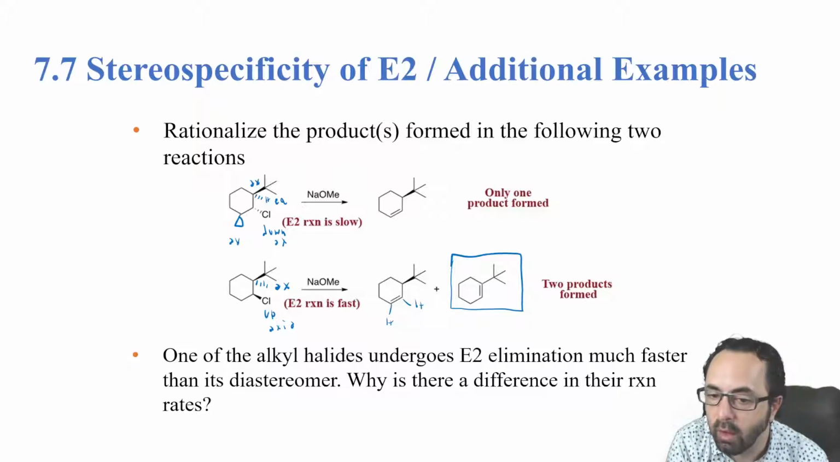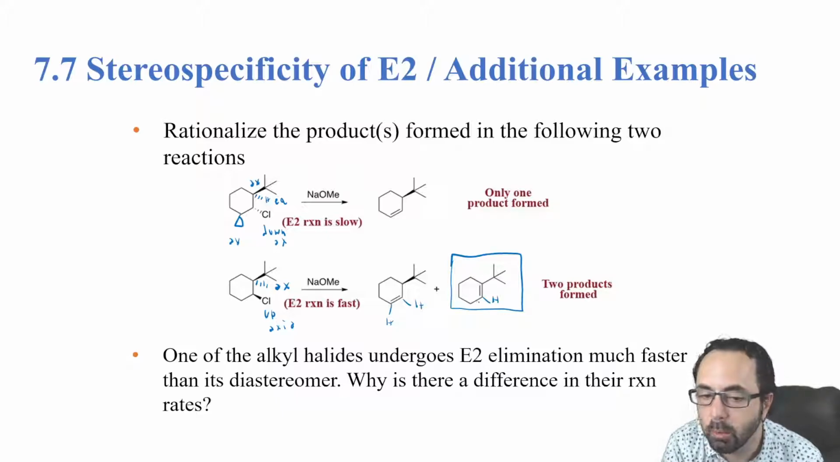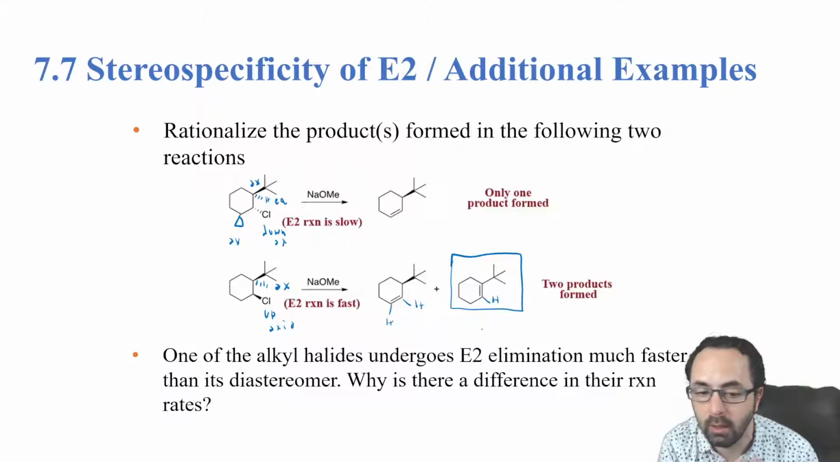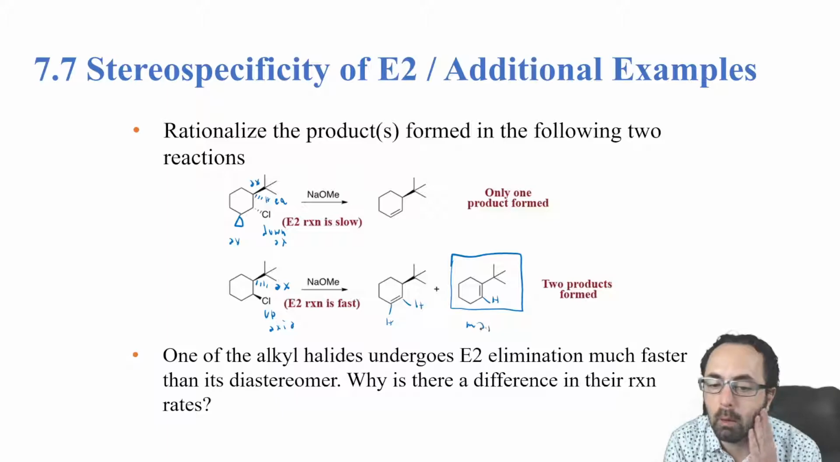Here, it's tri-substituted. One carbon here, one carbon here, one carbon here, only one hydrogen. And so you get a more stable product going in this direction. So this one will occur much more quickly. And this will be the major product here. Minor one.